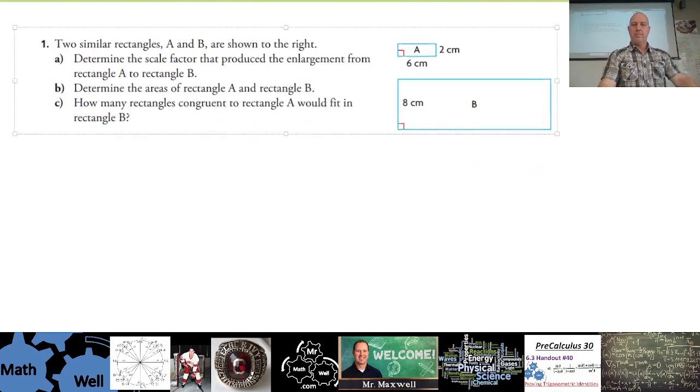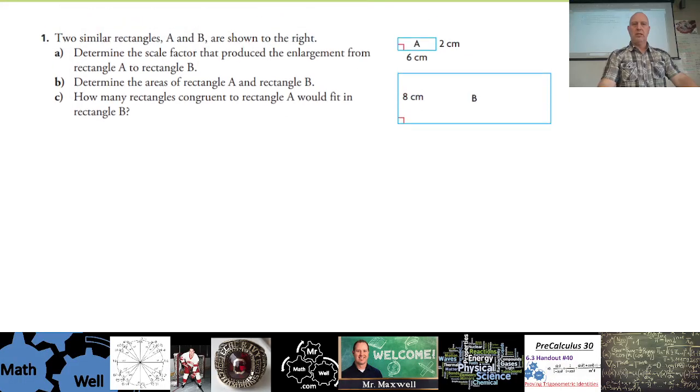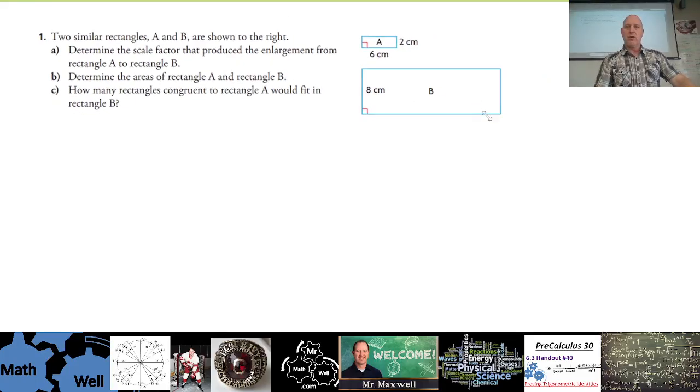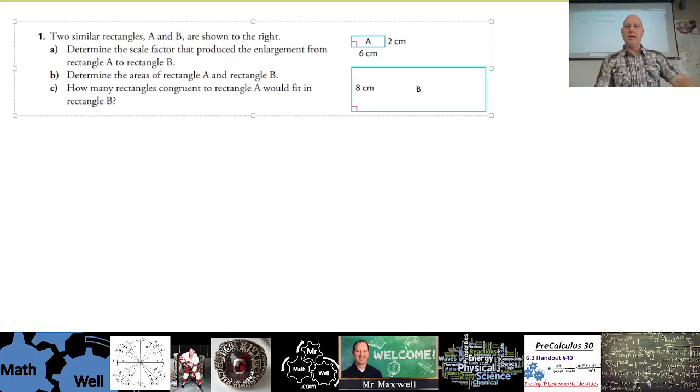question number 1. So 2 similar rectangles shown here on the right. Determine the scale factor, first of all, that produced the enlargement from rectangle A to B. Determine the areas of A and B. How many rectangles congruent to rectangle A would fit in rectangle B? That's just basically what's the ratio of their areas, I guess, right? How many would fit inside? So area 1 divided by area 2. So let's go ahead. 1A, determine the scale factor.